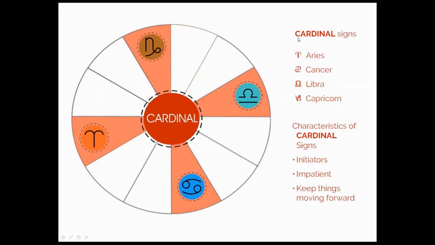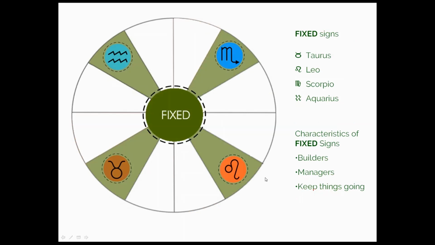And a good way to remember which are the cardinal signs is they're the ones that the sun enters at the beginning of a new season. So here in the Northern Hemisphere, the sun enters Aries in late March and spring begins. When it enters Cancer at the end of June, summer begins. When it enters Libra, we get autumn, and when it enters Capricorn, we get winter. So the cardinal signs begin the seasons, they begin things.